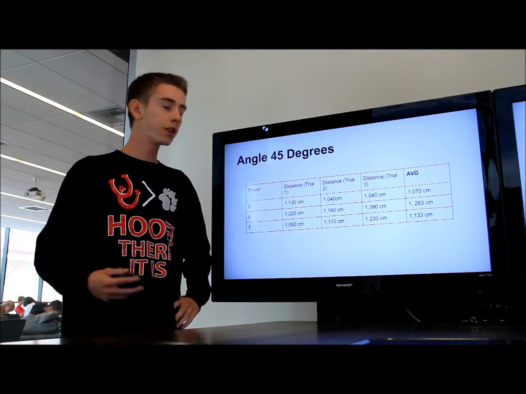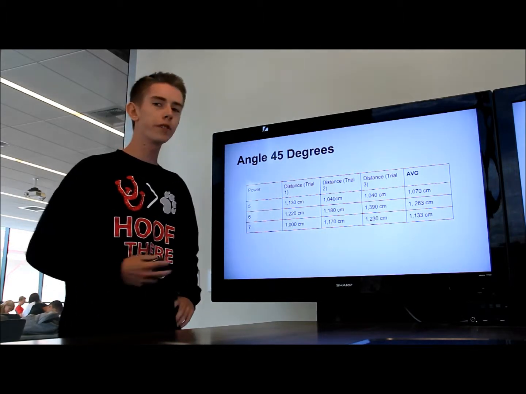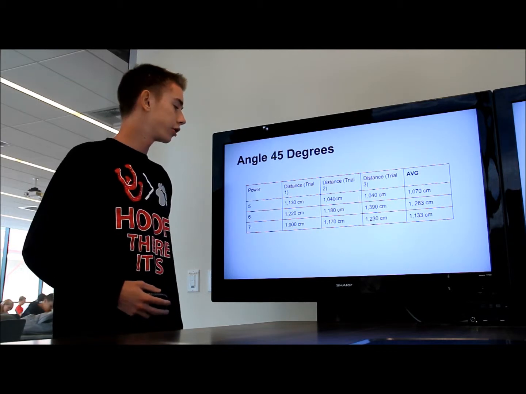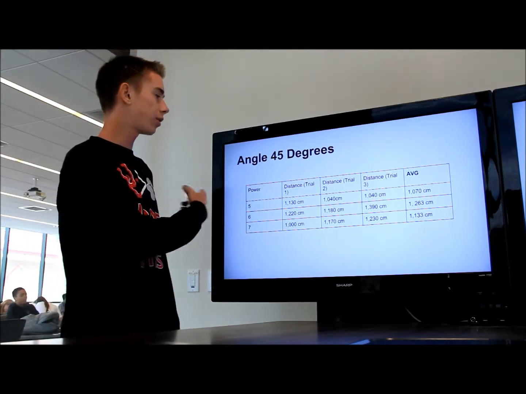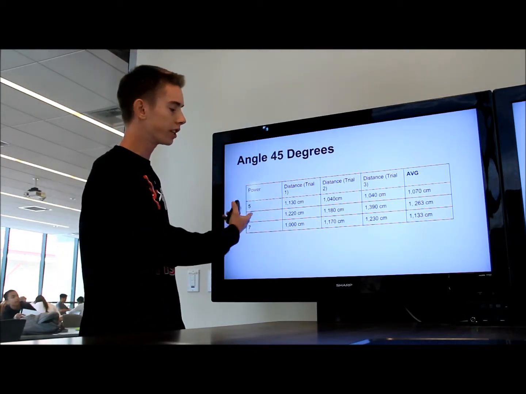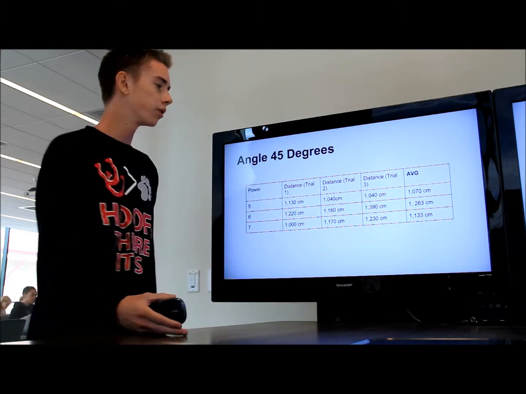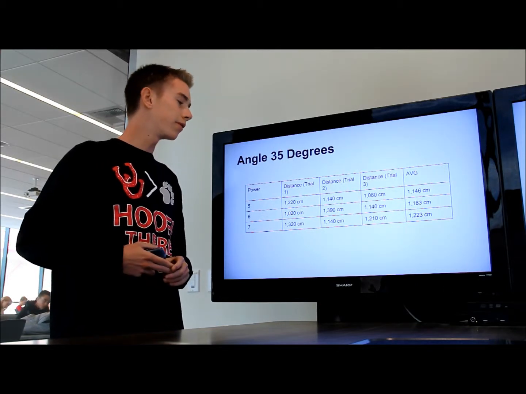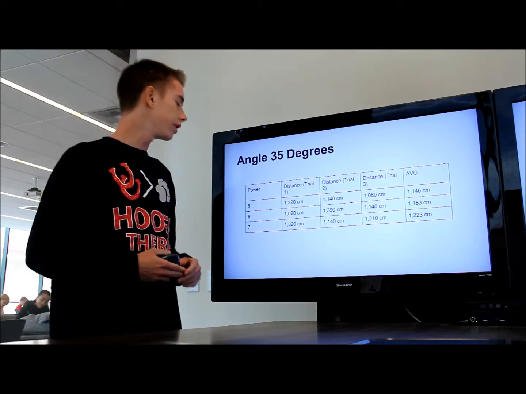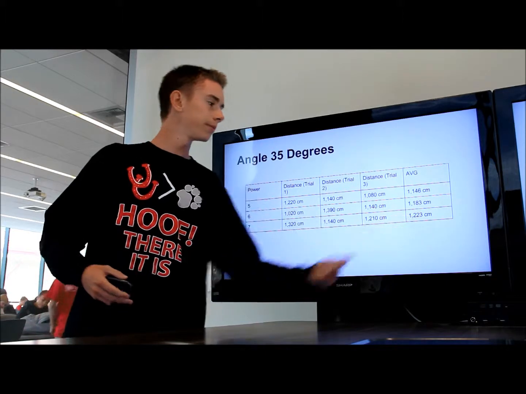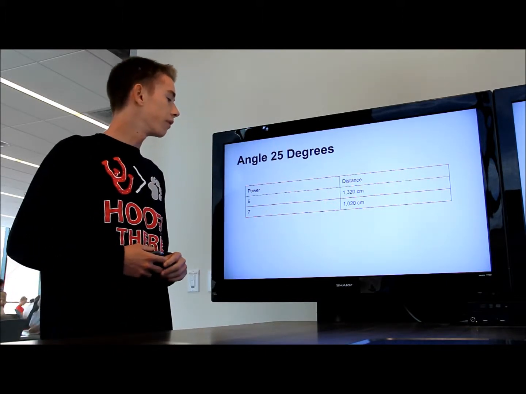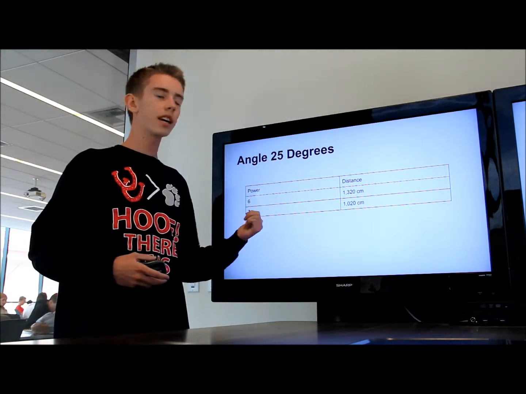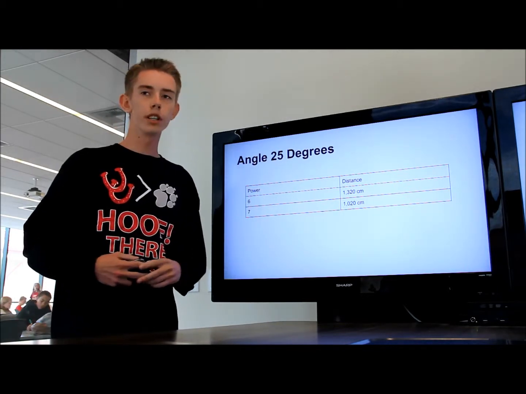Next, we tested 3 different angles. The first was 45 degrees. We used the 3 highest powers available. And it shows that the greatest power for 45 degrees was 6, resulting in 1,263 centimeters, which was our average. Next was 35 degrees. And for this one, the power of 7 was the greatest. For 25 degrees, the power of 6 was greater. We did the top 2 powers, as anything less would result in very inaccurate data.